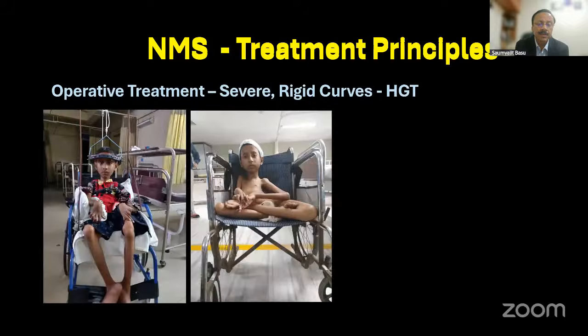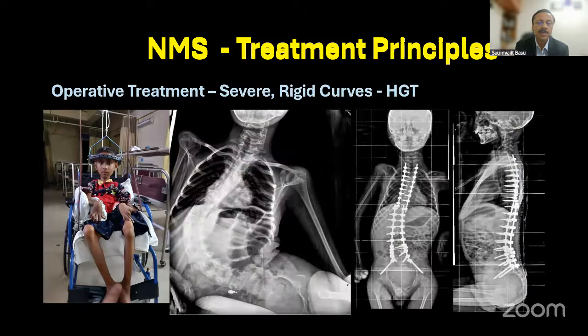Very difficult initially because we put him on 3 months of halo-gravity traction and ultimately could achieve a staged correction. You can see that our policy is to have T10 to pelvis in the first sitting, and in the next sitting go up to T2 with domino connectors.